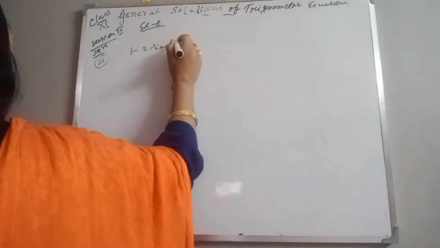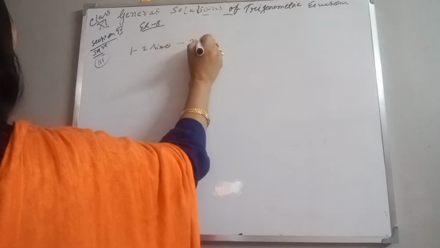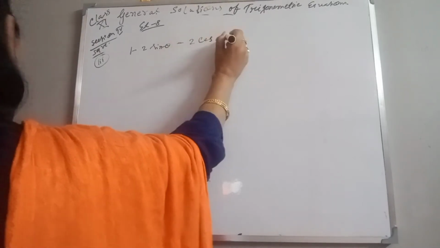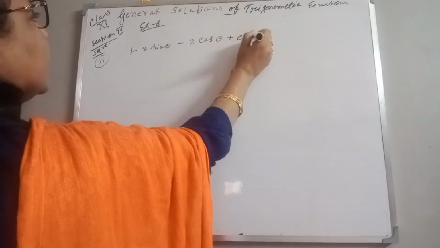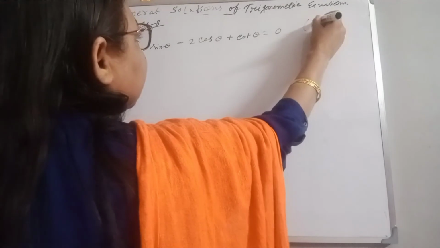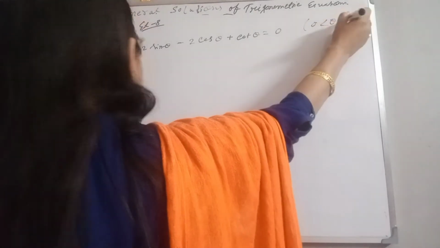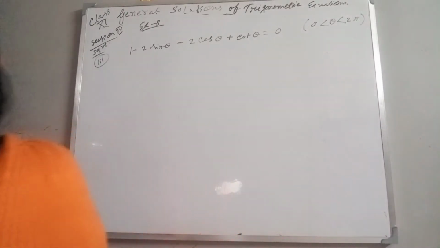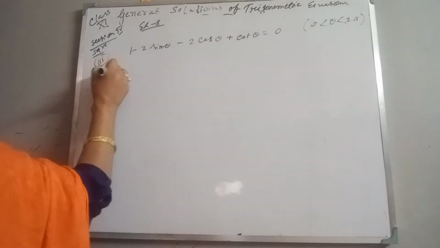1 minus 2 sine theta minus 2 cos theta plus cot theta is equal to 0. Restriction is there, 0 less than theta less than 2 pi. Okay. Now how to solve it?